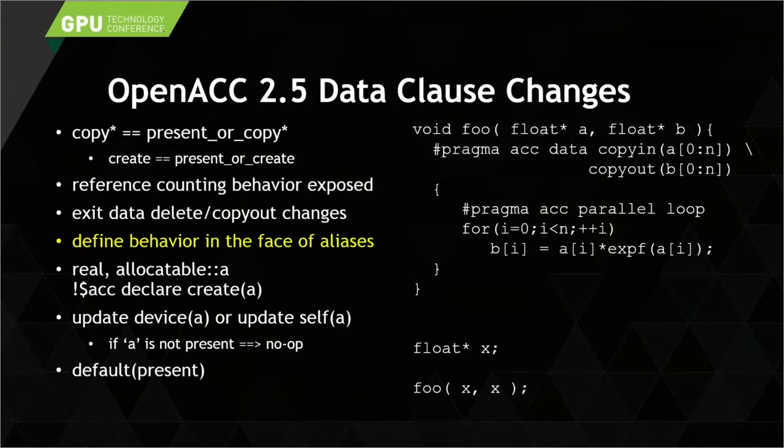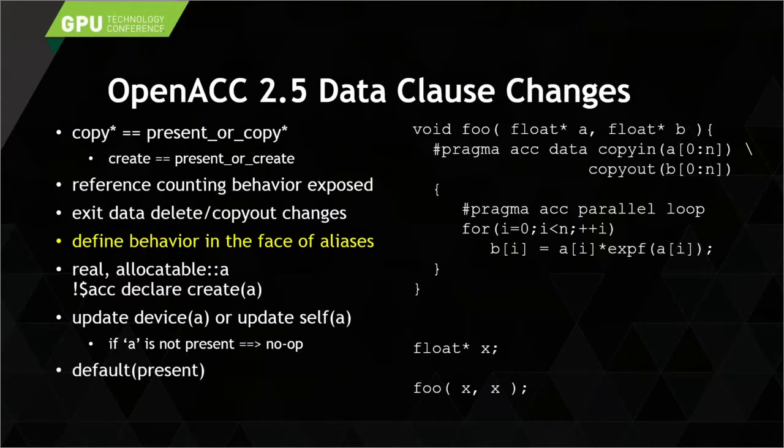This was an example that actually came from a customer code. What happens if there are aliases in the data? So in this case, you copy in one array, you copy out the other array. So at the top, you would create both arrays and copy in A. At the bottom, you copy out B and delete both arrays. Well, what if A and B are the same array? Same pointer. What do you do?